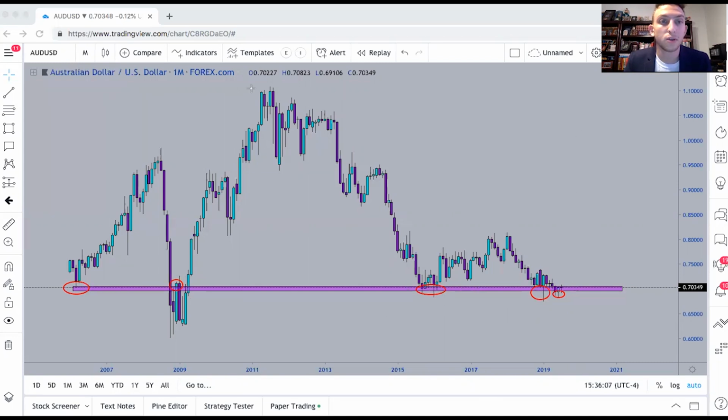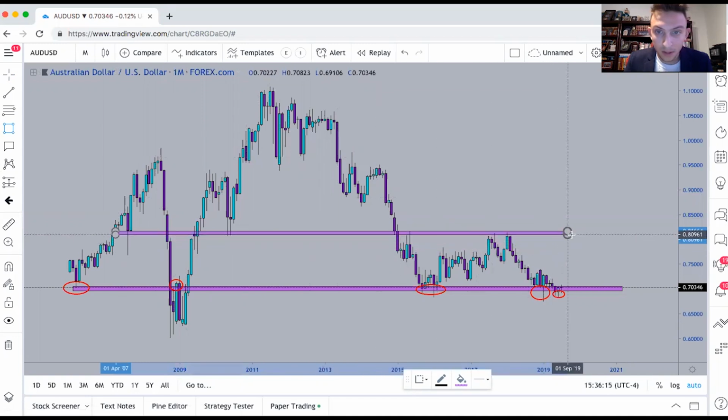All right, next thing we're going to do is identify an upper zone, or an area of supply. When I'm looking in the market, I can see clearly right here that we have a lot of sensitivity at this price level.